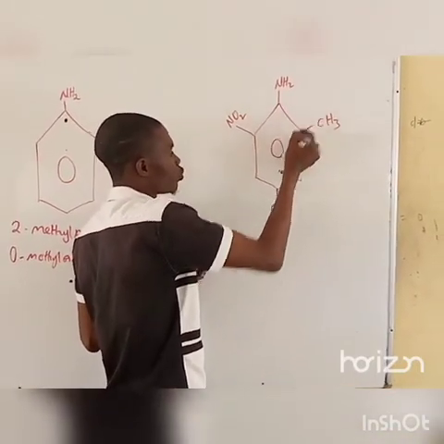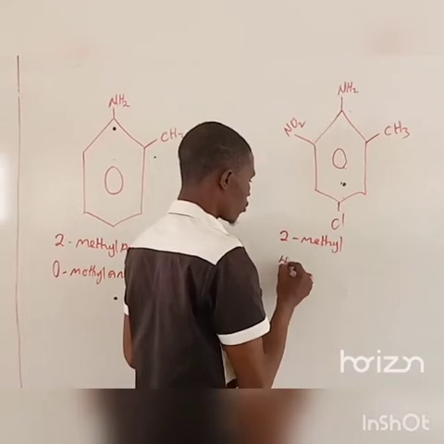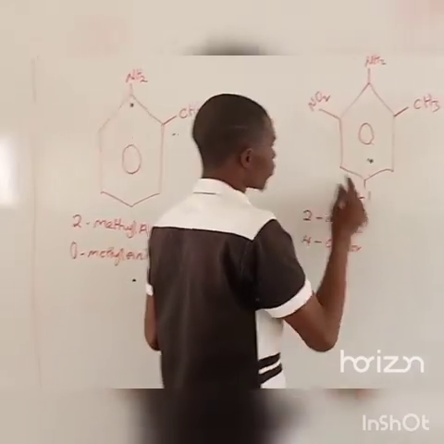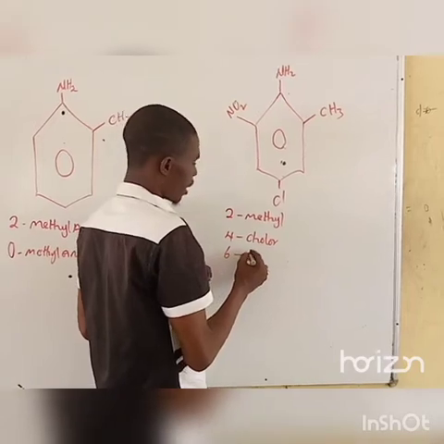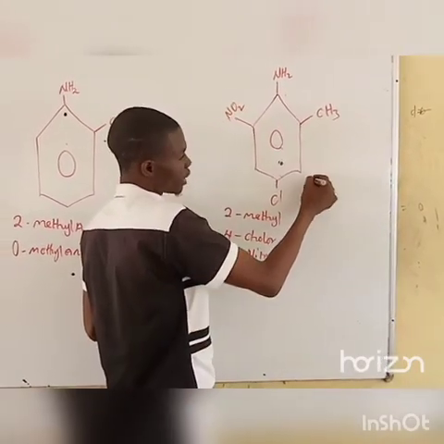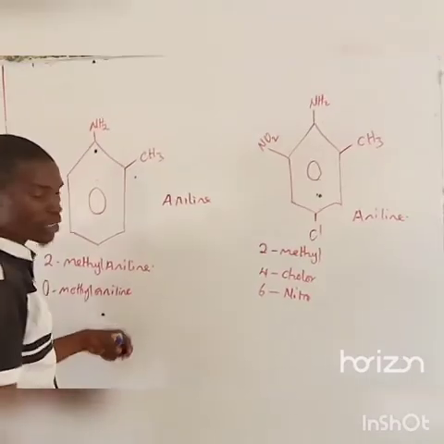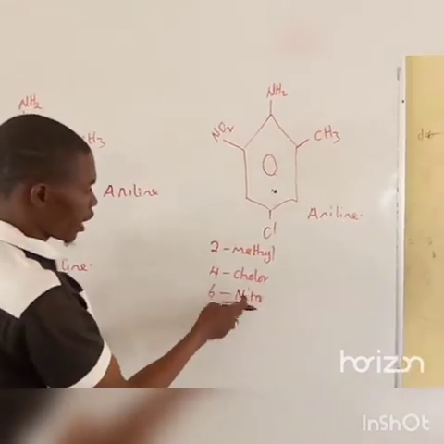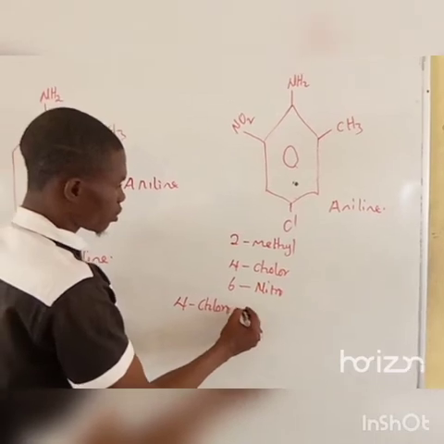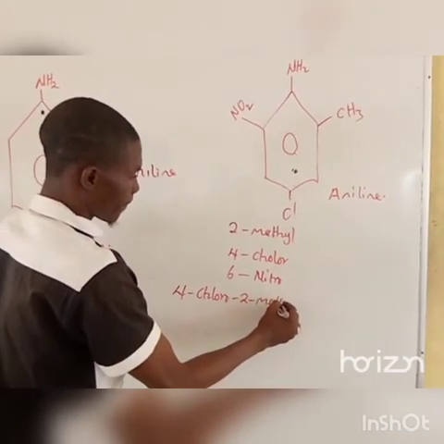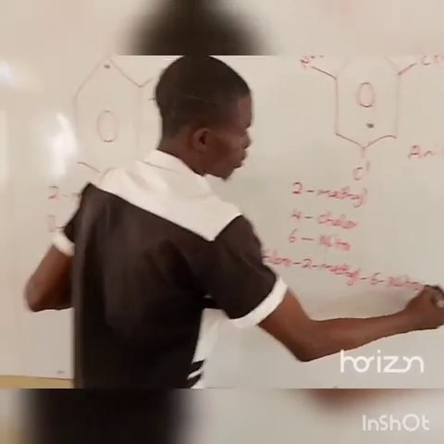So we count 1, 2. On carbon number 2, I have a methyl group. 3, nothing. On carbon number 4, I have a chlorine group, which is chloro. 4, 1, 2, 3, 4, 5, 6. On carbon number 6, I have a nitro group. And the parent name, of course, with NH2 is aniline. So now from here, we can name using alphabetical order. Which one comes first between C, N, and M? So C comes first. So we say 4-chloro, 2-methyl, 6-nitro, then aniline.